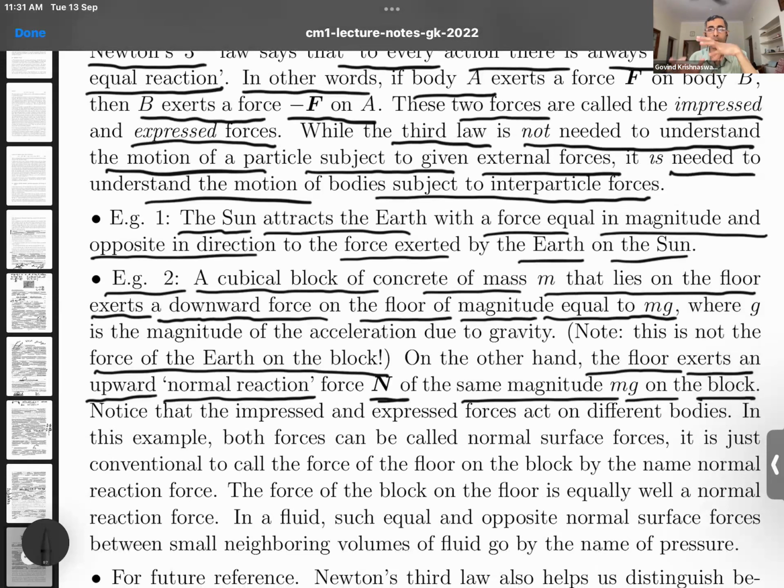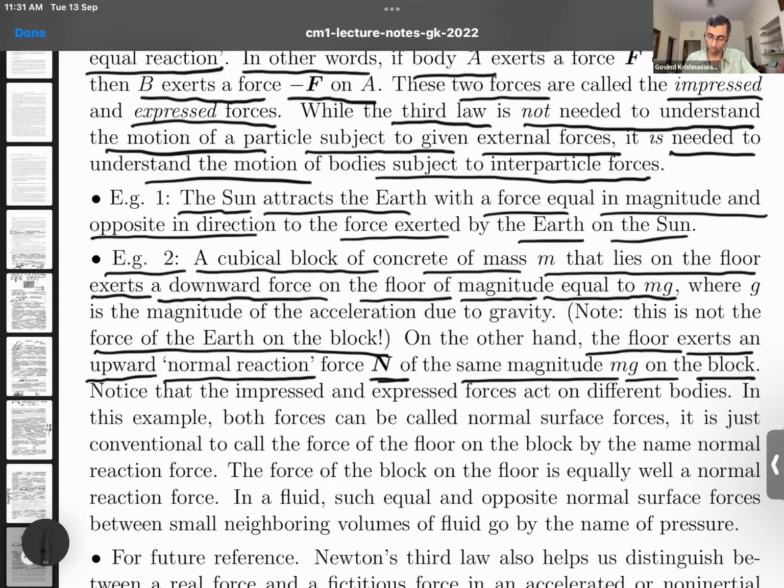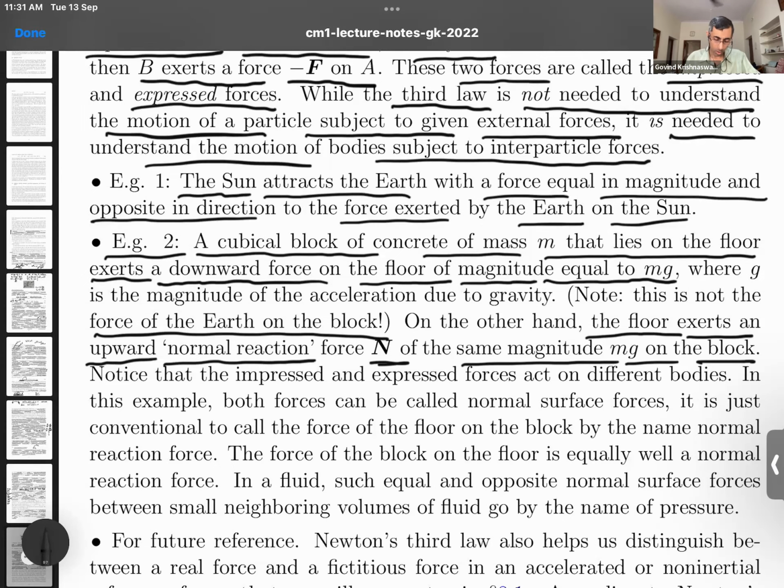So see here, we have two objects. I mean, we have the block and we have the ground, or we have the block and we have my palm. So in that situation, Newton's third law does play a role. In this case, the impressed and expressed forces act on different bodies. So that is another feature that is worth bearing in mind.